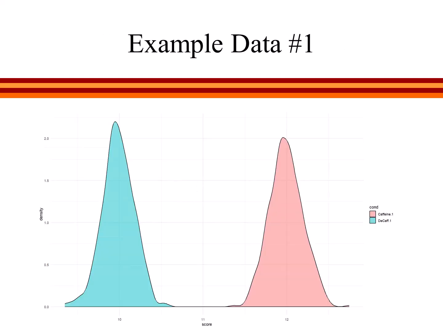First, let's imagine that we have the following set of results. Here we can see two distributions, one for our caffeine group on the right and the other for our decaf group on the left. Even though the caffeine group only boosted scores by about 2 points on average, you can see that the two distributions are completely non-overlapping. That is, everybody in the caffeine group did better than everybody else in the decaf group. That's a pretty extreme result that's unlikely to be due to chance. A statistical test comparing these two groups would likely yield a very low p-value.